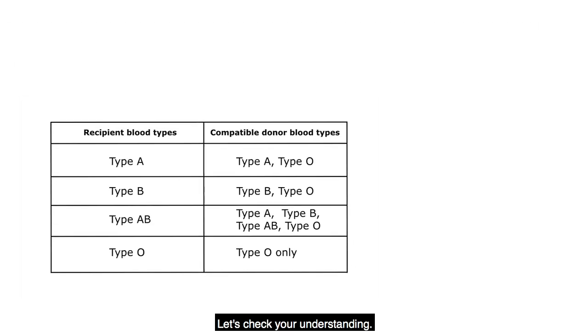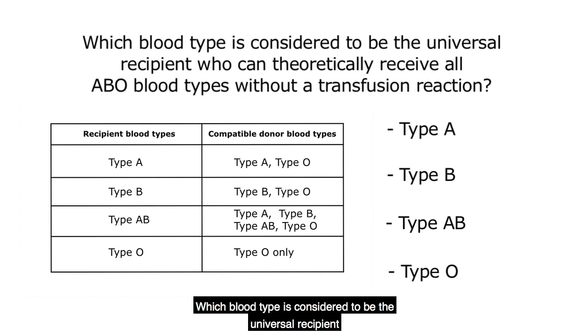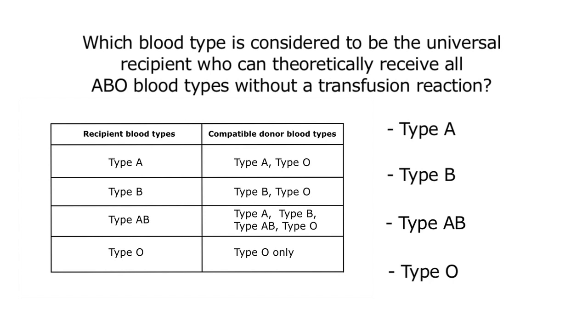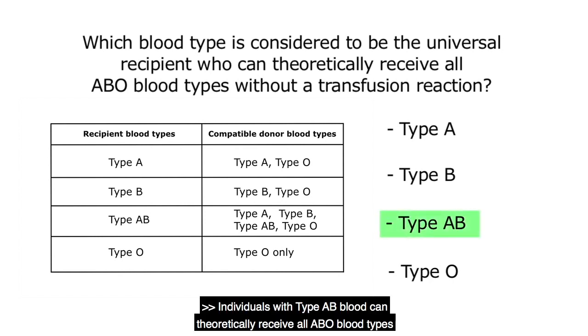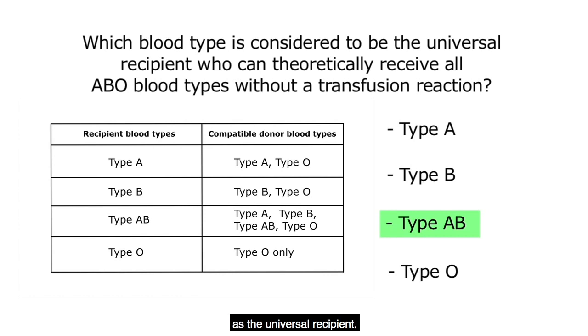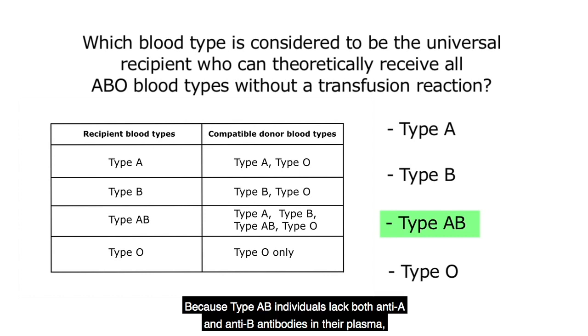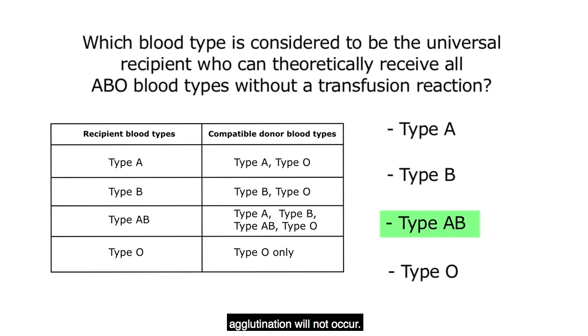Let's check your understanding. Which blood type is considered to be the universal recipient, who can theoretically receive all ABO blood types without a transfusion reaction? Individuals with type AB blood can theoretically receive all ABO blood types as the universal recipient. Because type AB individuals lack both anti-A and anti-B antibodies in their plasma, it doesn't matter what antigens might be present on the surface of the donor RBCs. Agglutination will not occur.